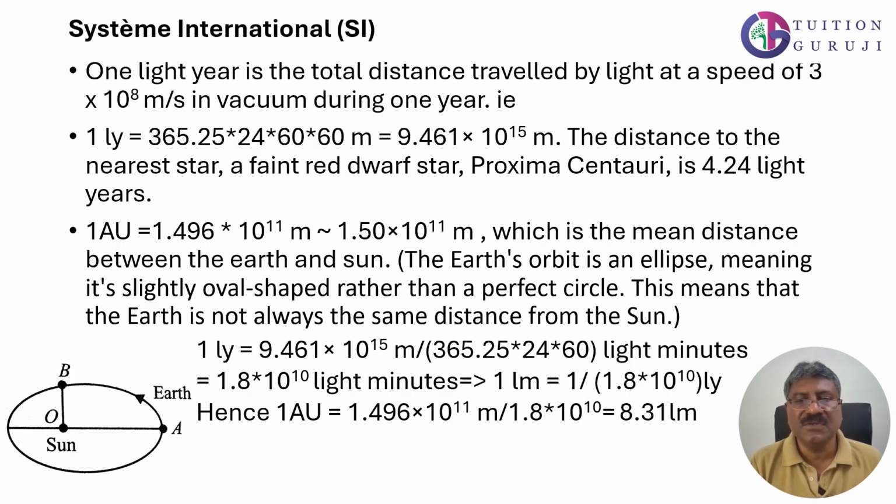The distance to the nearest star, a faint red dwarf star, Proxima Centauri, is 4.2524 light years. One astronomical unit, which is the mean distance between the Earth and Sun, is 1.496 into 10 raised to 11 meter, or approximately 1.5 into 10 raised to 11 meter. Okay, 1 astronomical unit is 1.496 into 10 raised to 11 meter.